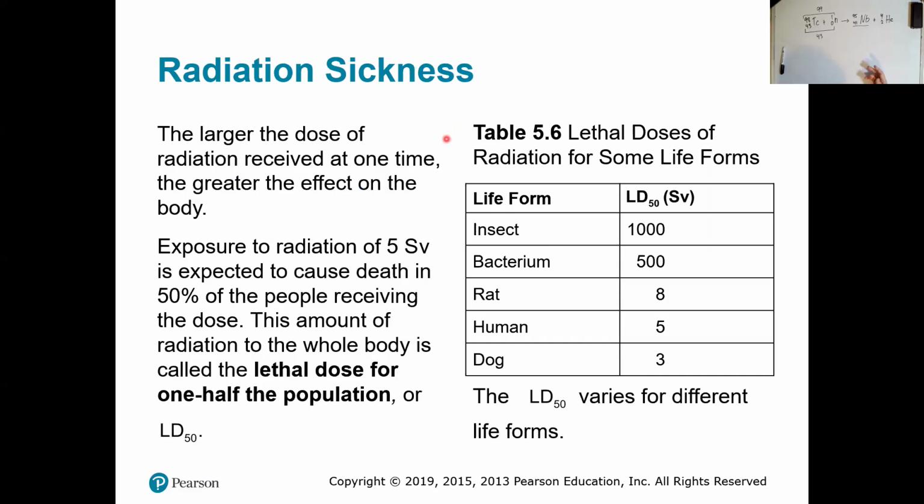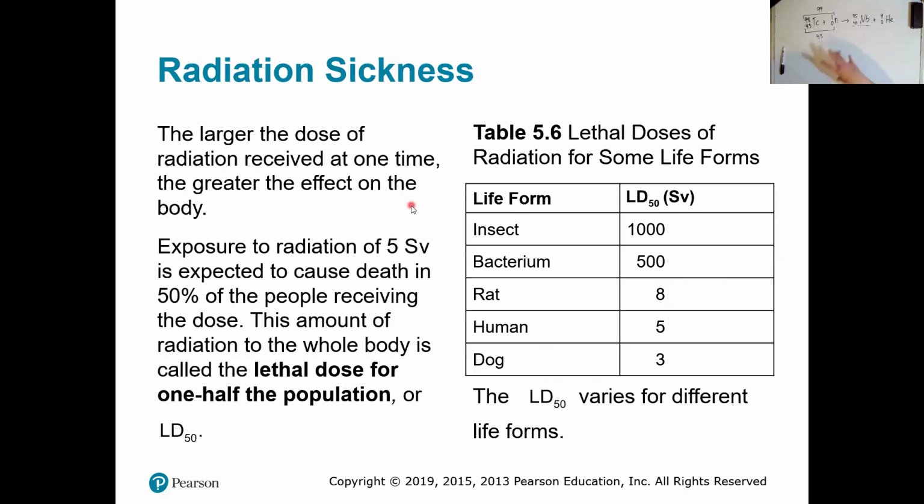If you remember back to the LD50 value that we previously talked about, that LD50 describes the dosage that's required for 50% of the population to die. Okay, the lethal dose for half of the population. So you could see that the LD50 values for different types of species are extremely different. But the larger the dose of radiation that you receive at one time, the bigger the impact it's going to have on your body.